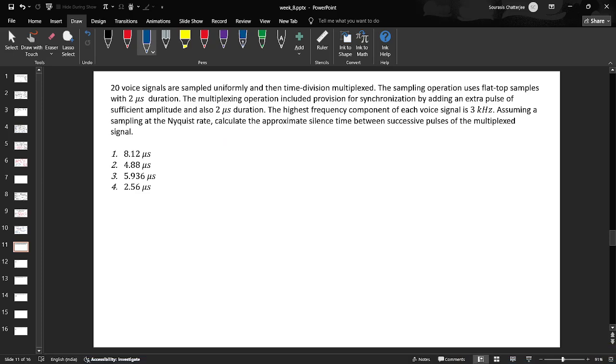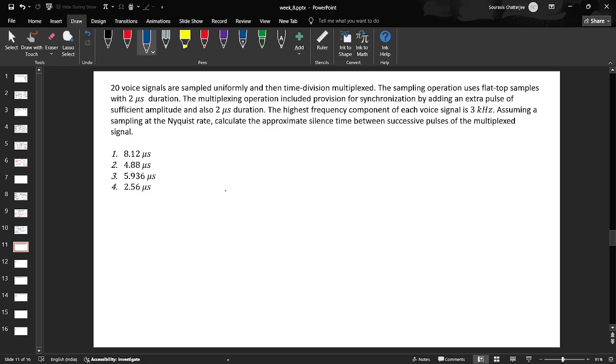So here we are talking about time division multiplexing 20 voice signals which are sampled uniformly, and the sampling operation is going to use flat top samples with 2 microsecond duration. The multiplexing operation includes provision for synchronization by adding an extra pulse of sufficient amplitude and also 2 microsecond duration. We are given the highest frequency component of each voice signal is 3 kilohertz, and we are assuming that you are sampling those signals at the Nyquist rate. We are supposed to calculate the approximate silence time between successive pulse signals.